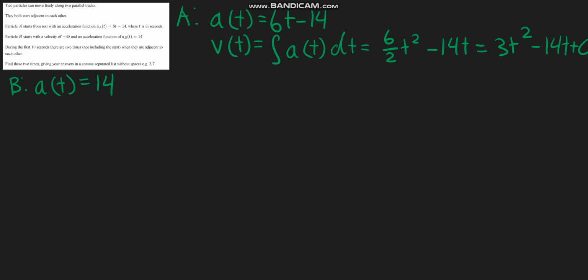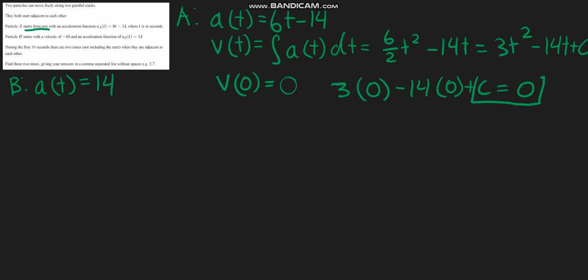Alright, now this c is kind of a problem, but we can solve it because they told us that particle A starts from rest. So when it starts at 0 seconds, its velocity is equal to 0. So if we plug in 0 for what we have right now and set that equal to what we know it's supposed to be, we know that c is equal to 0. So our final velocity equation for particle A would be 3t squared minus 14t.